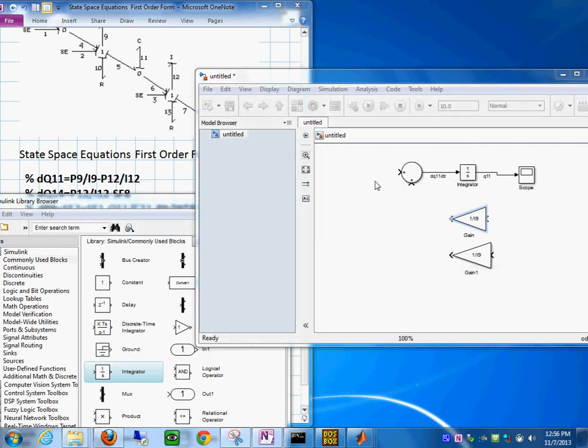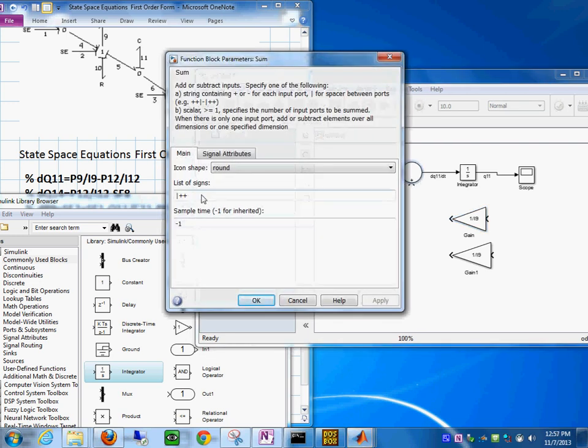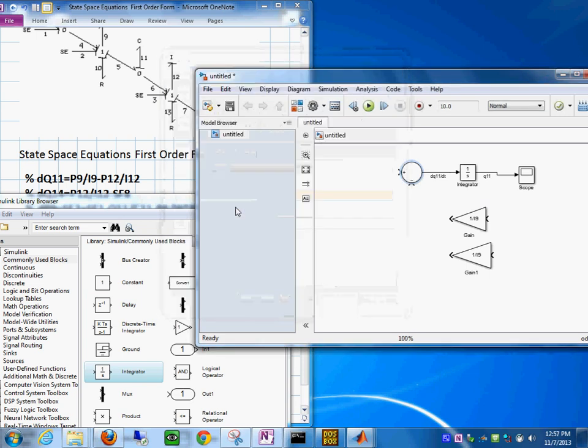Okay, we made a couple of corrections here, and we are about to join the I9 and I12 in here. We have a plus and the other one is a minus, so we need to change this to be a minus in here, like that.